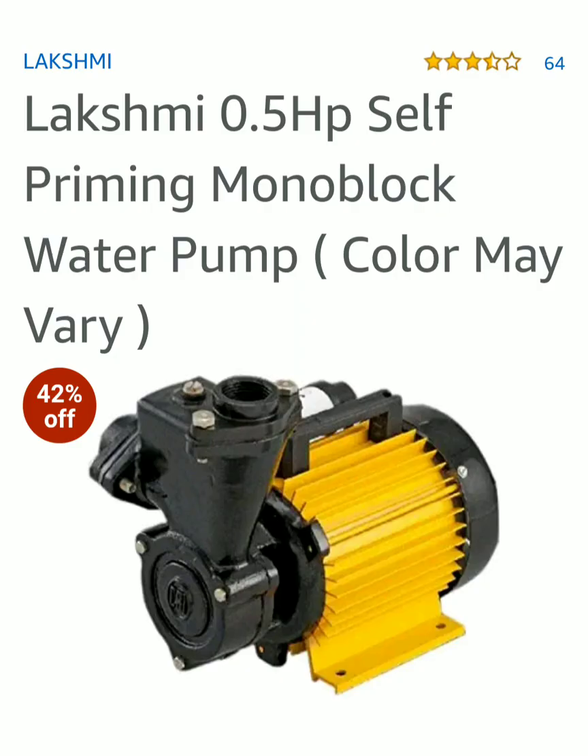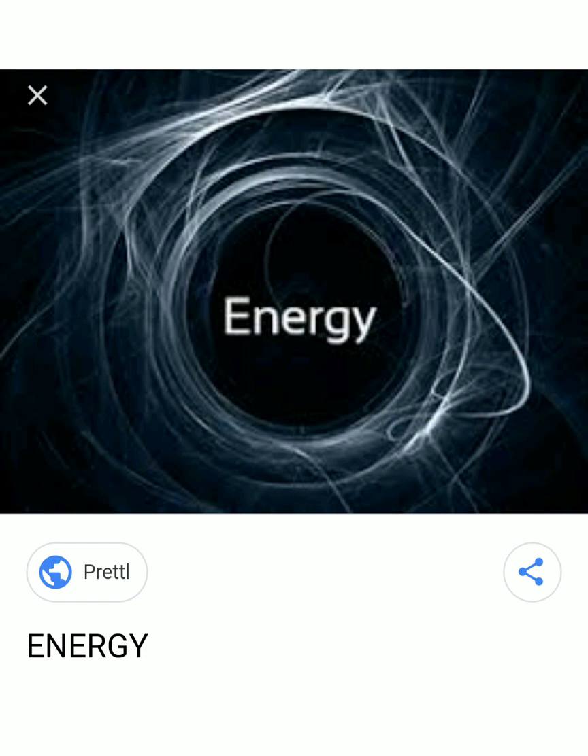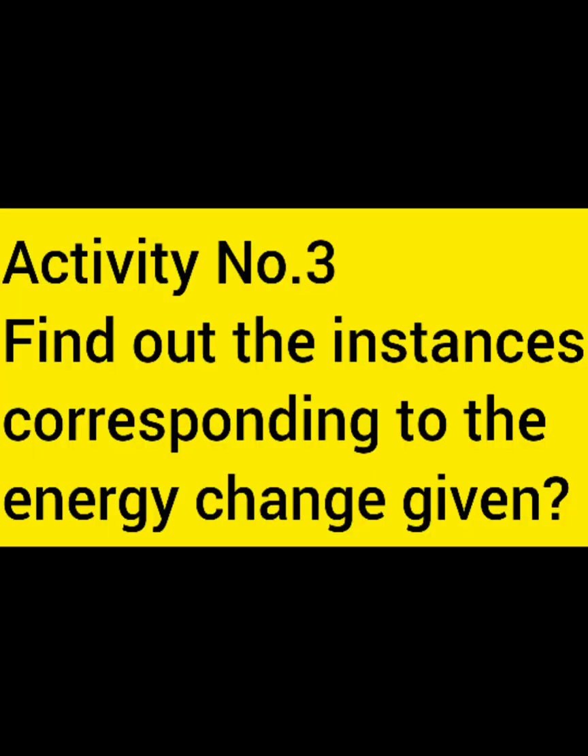Okay, so this is the next activity, activity number 2. Complete the concept map given on page number 22 of our textbook. It deals with the energy change associated with the working of a generator. Now it deals with many energy changes associated with different instances. Let's reverse it. That is, the energy change is given and you will find out the instance.